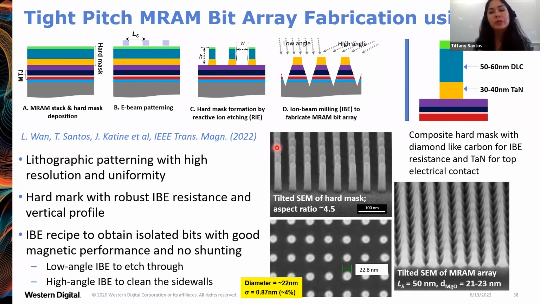With this hard mask, we then proceed to etch into the MRAM stack. This is done by ion milling, first at a low angle to get into the depth of the MRAM stack, and then a second etch step at a high angle, and the substrate is rotating during this etch process, where you mill away the redeposited material on the sidewalls to prevent shunting across the barrier. And here is the tilted SEM image of the MRAM bit array.